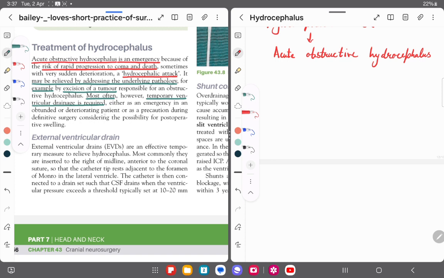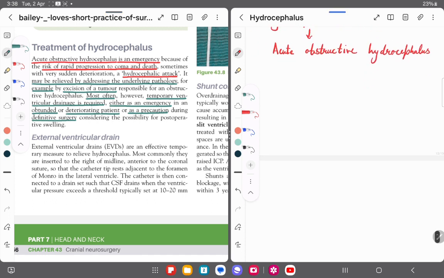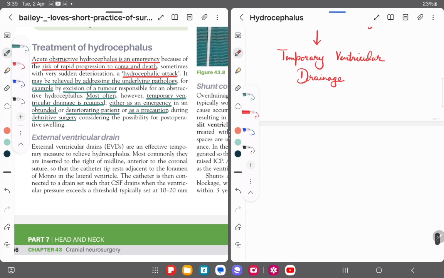Either as an emergency in an obtunded or deteriorating patient, or as a precaution during definitive surgery, considering the possibility of post-operative swelling. So this acute obstructive hydrocephalic attack would require a temporary ventricular drainage, followed by a definitive surgery.